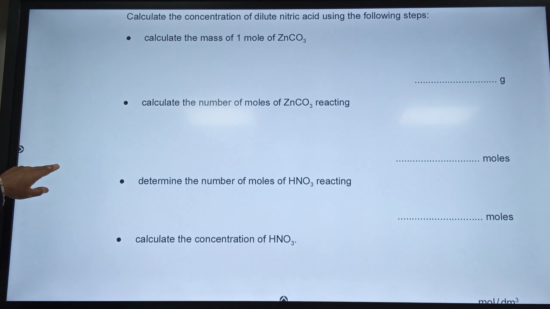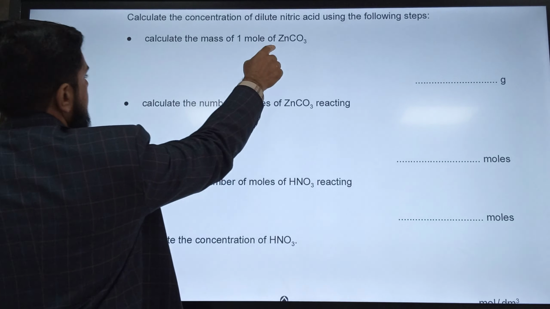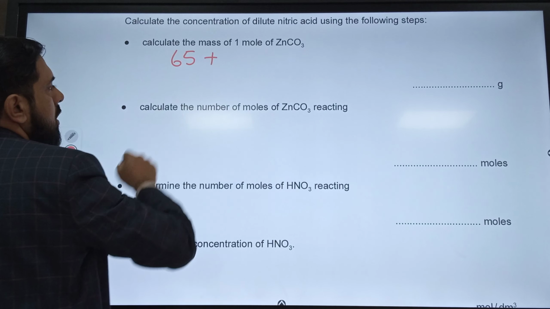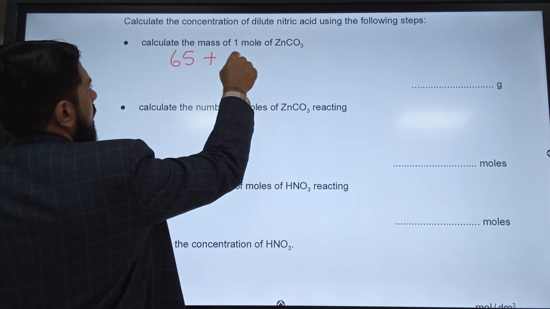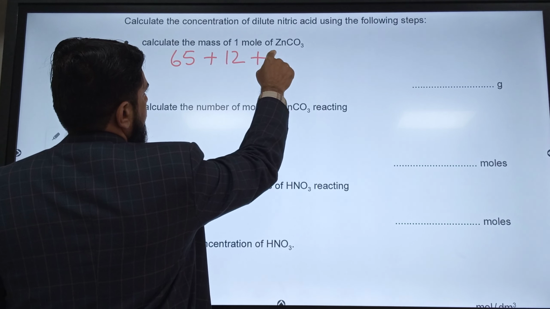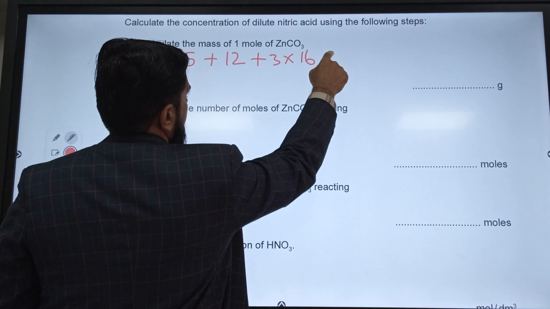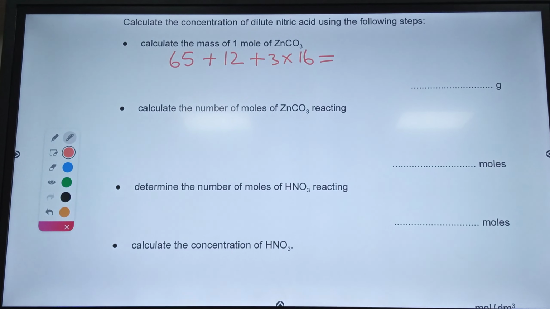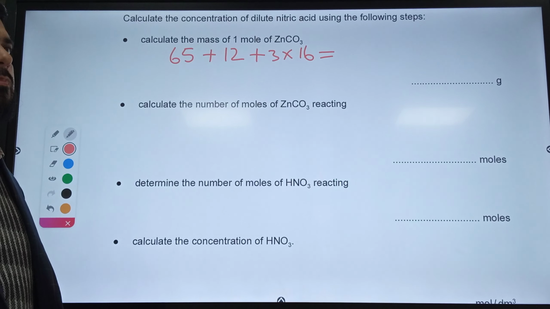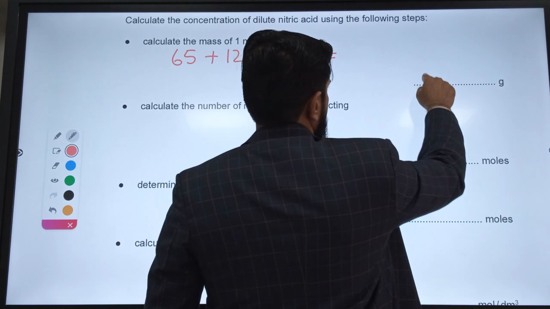So, the mass of 1 mole of zinc carbonate. We have one zinc atom, and the atomic mass of zinc is 65 according to the periodic table we have in this paper. One carbon atom, and the atomic mass of carbon is 12. Plus we have 3 oxygen atoms, and the atomic mass of oxygen is 16. If we calculate this, what should be the answer? 125.